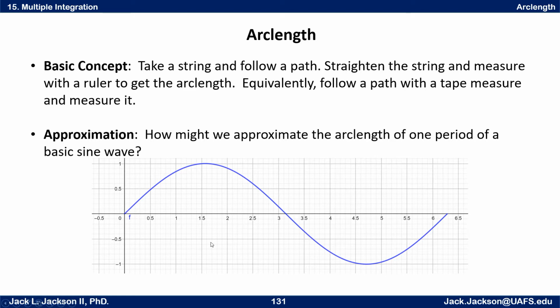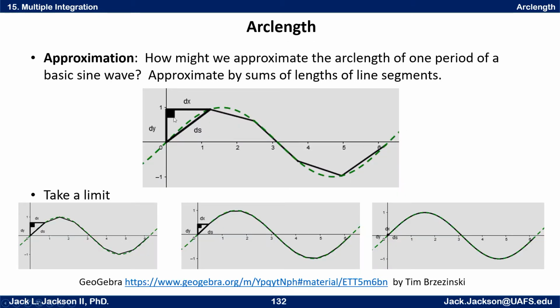So how can we take, say, one period of a basic sine wave, y equals sine of x here, and find how long that is for one period? This is going from x equals 0, there's pi, and then 2 pi is when it finishes up, so from 0 to 2 pi. Well, we may not know yet how to do a curvy path like this, but what about a straight line path? We do know how to do that. So what we might do to approximate this is to break this up into straight line pieces.